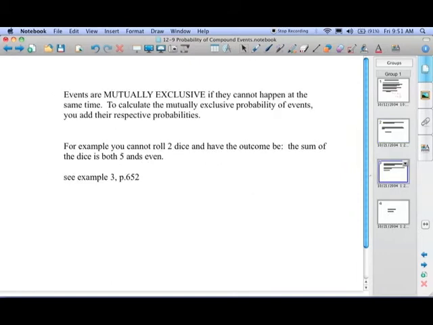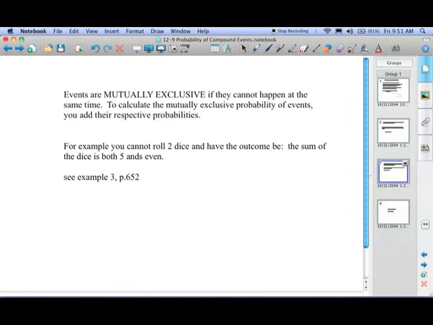Events are mutually exclusive if they cannot happen at the same time. To calculate the probability of mutually exclusive events, you add their respective probabilities. For example, you cannot roll 2 dice and have the outcome be that the sum of the dice is both 5 and even. It's not possible to happen. So I want you to look in the book tonight at example 3 on page 652 just to see a little bit more with mutually exclusive.